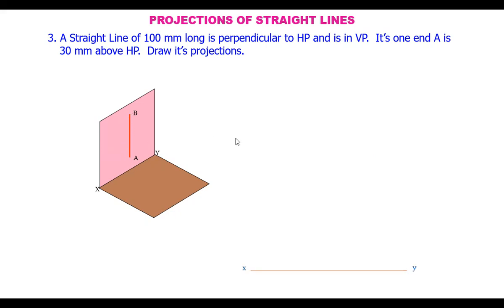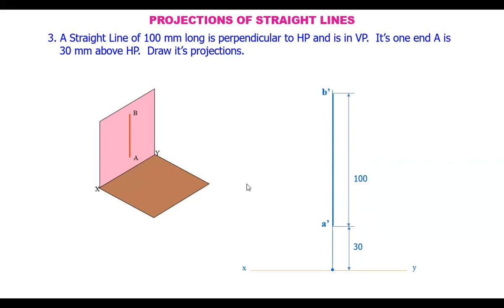So draw the reference line and draw a line perpendicular to the reference line here. Mark this distance of 30 mm first. The 30 mm distance is marked, and this point will be A dash, because A is nearer to HP. So this is A dash, and B is above. A dash B dash is 100 mm long. That is, the true length of the line is visible in the front view. This 100 mm is marked here.